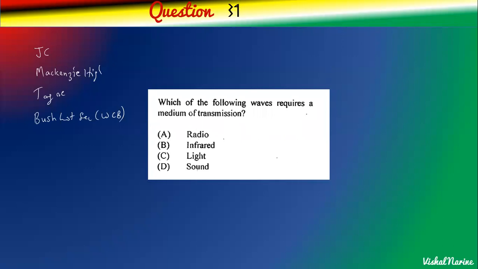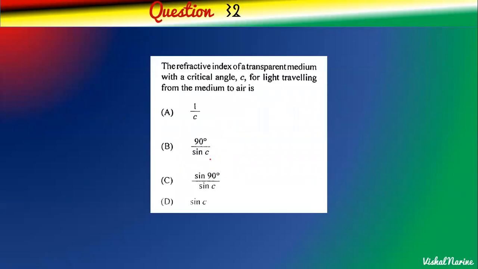All right, so let's get back on track. Question 31 asks: which of the following waves requires a medium of transmission? The answer there is the sound waves, right? And these three here can all travel through a vacuum. However, a sound wave needs a medium of transmission. 32.